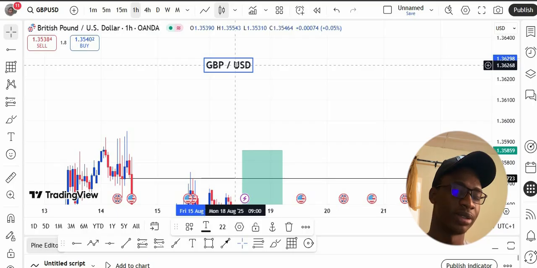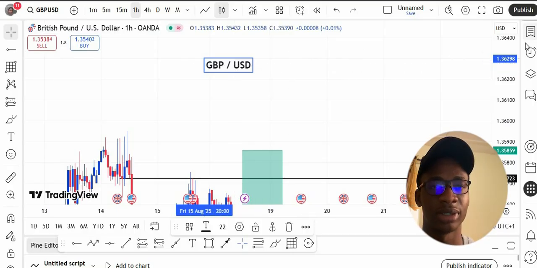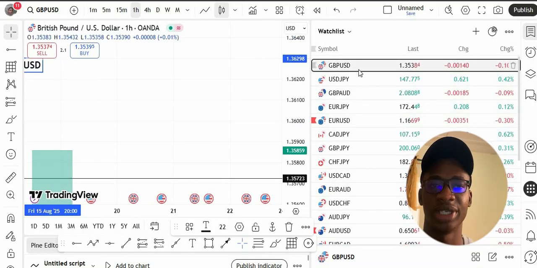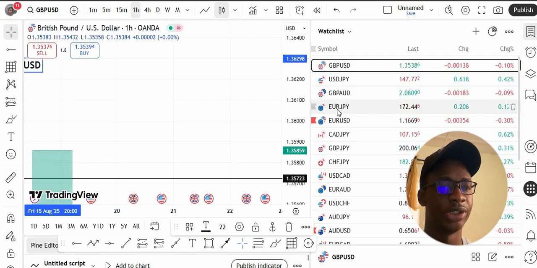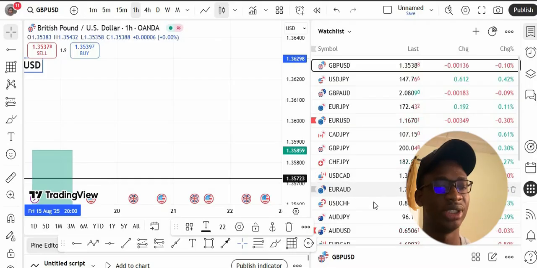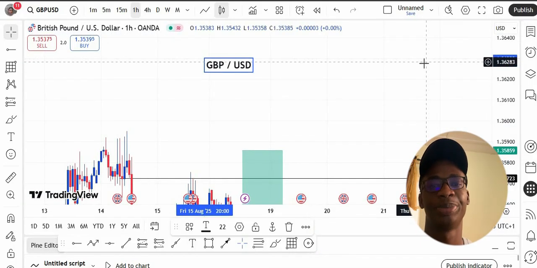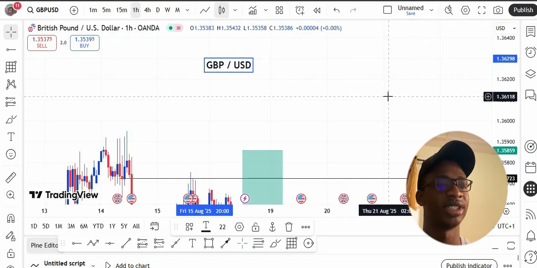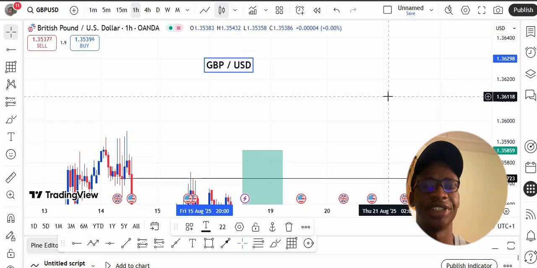We have so many Forex pairs, as you can see right here. These are Forex pairs: GBP USD, USD JPY, GBP AUD, Euro JPY, Euro USD, CAD JPY, GBP JPY, USD CAD, Euro AUD, USD CHF, AUD JPY, AUD USD, Euro CAD. Do you get my point? There are literally lots of them, with different ways of approaching them. The way you approach GBP USD is not the same way you approach USD JPY, or even Euro USD, because it's a different environment entirely.